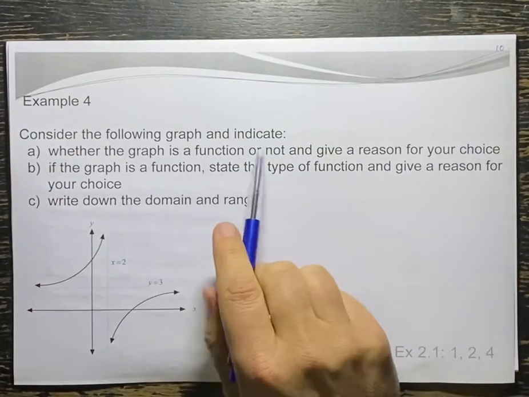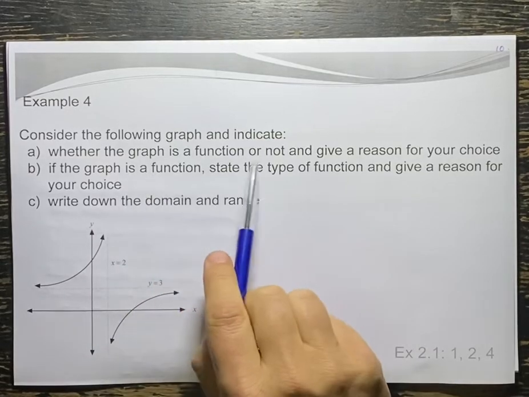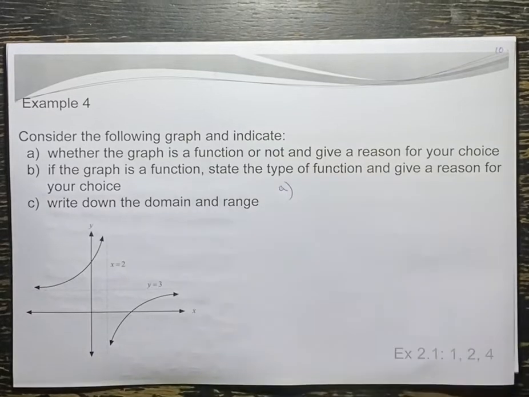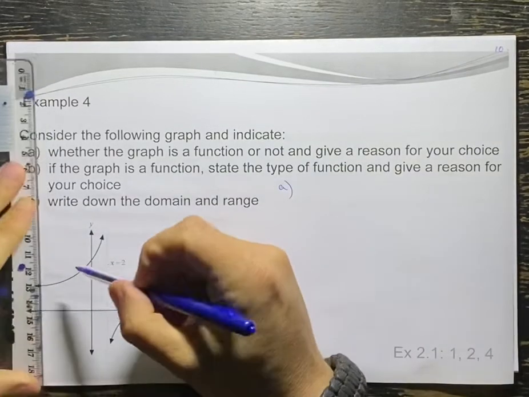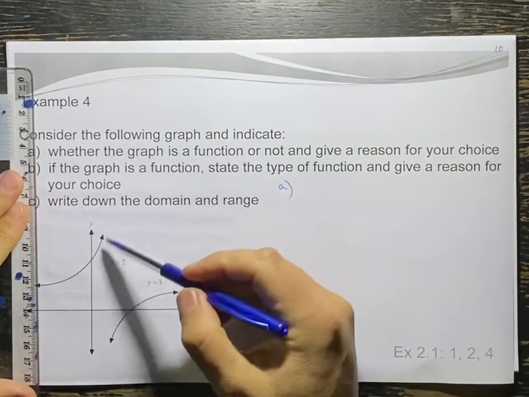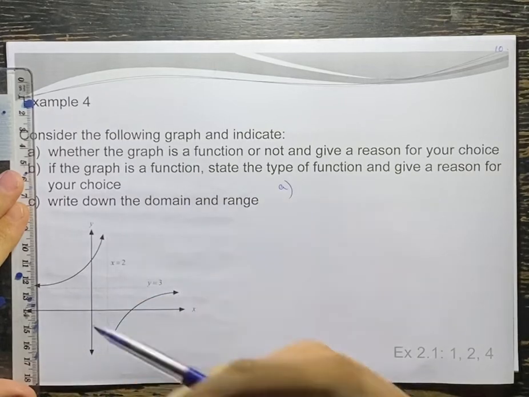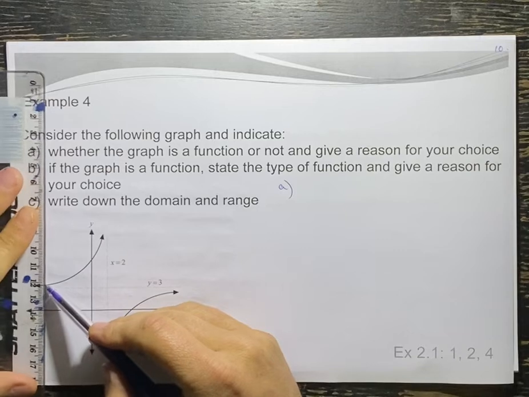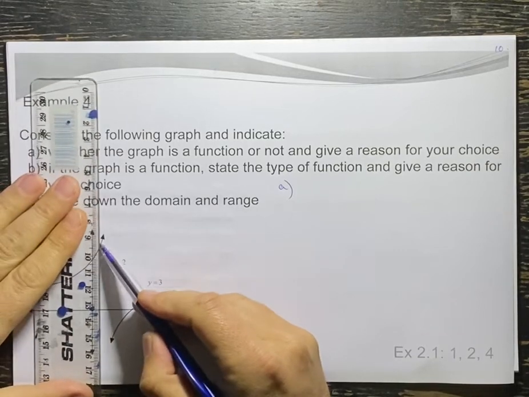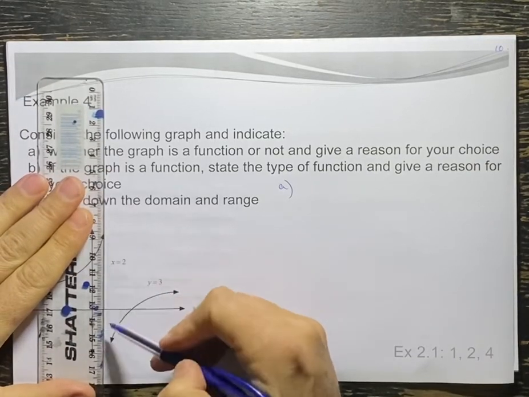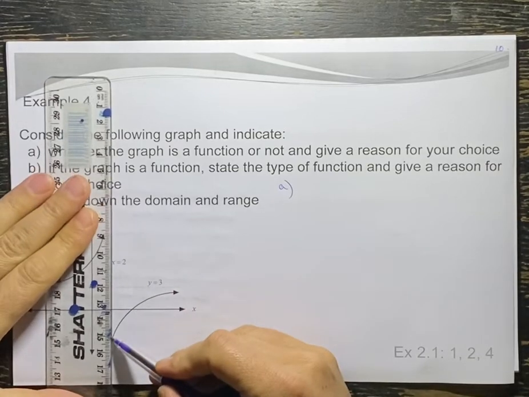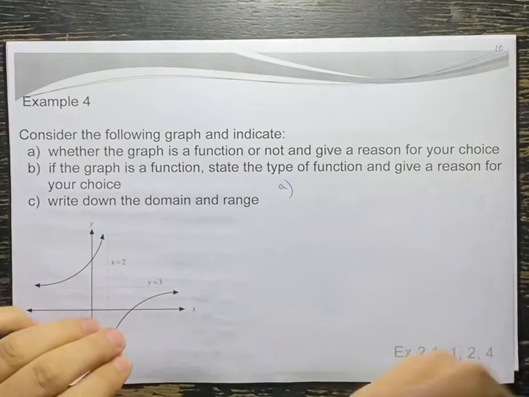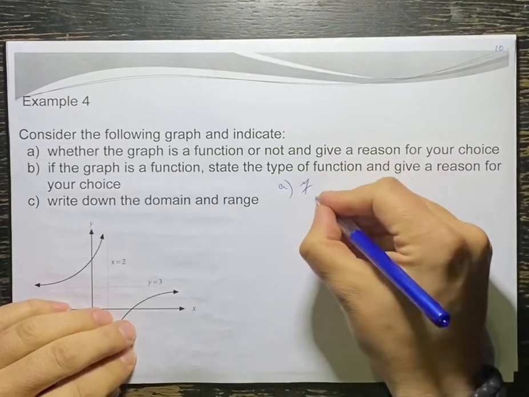Consider the following graph and indicate whether the graph is a function or not and give a reason for your choice. So we do the vertical line. And because this is a hyperbola, just remember that we have asymptotes, guys. The graph does not go through the asymptote. So over here, it's cutting once. Then we skip this asymptote, and then we go to our next arm. And you can see that it's cutting the graph once. And because it's cutting it once, it is a function.